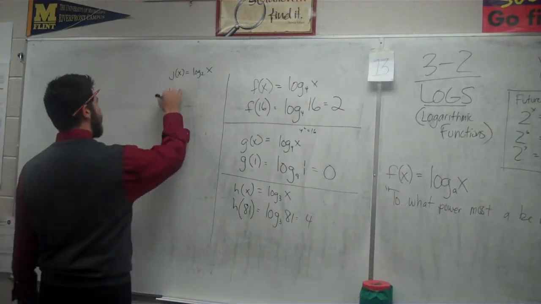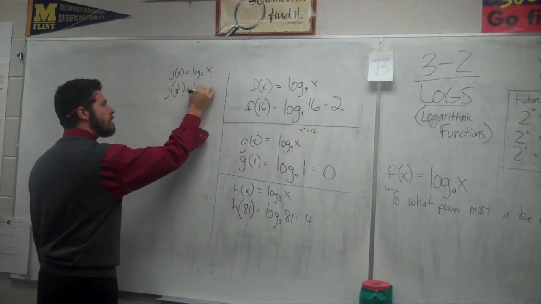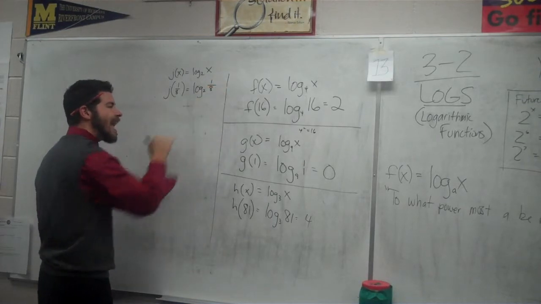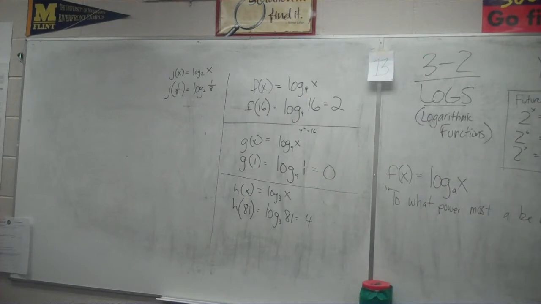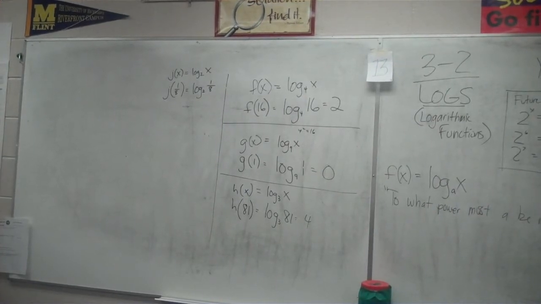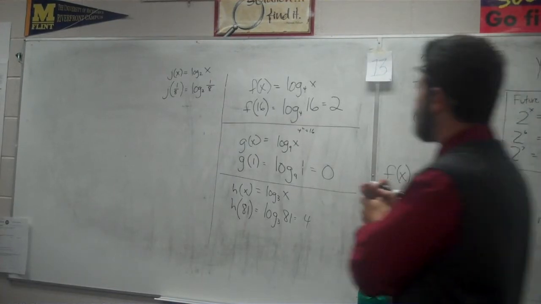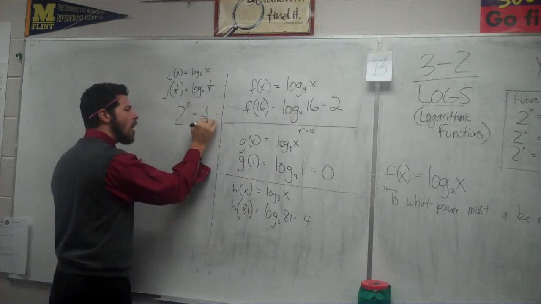Let's do j of 1/8. What does this mean? This means I want you to find log base 2 of 1/8. And you ask yourself this question: to what power must 2 be raised to obtain 1/8? What does this mean? 2 to the what power is 1/8?